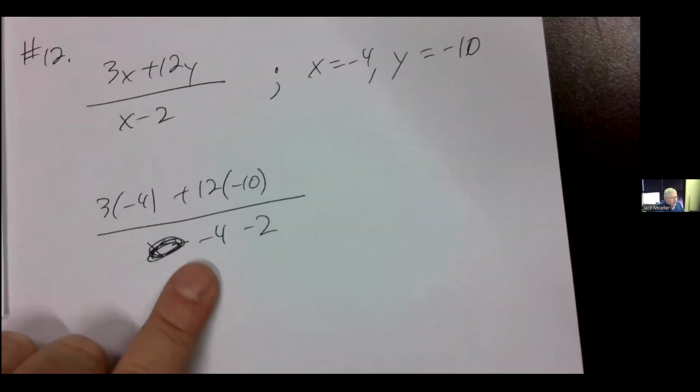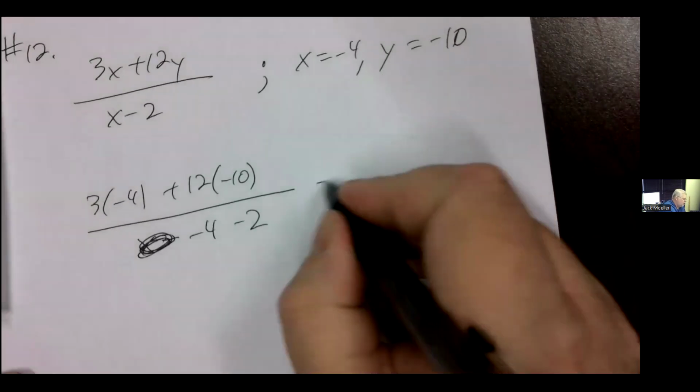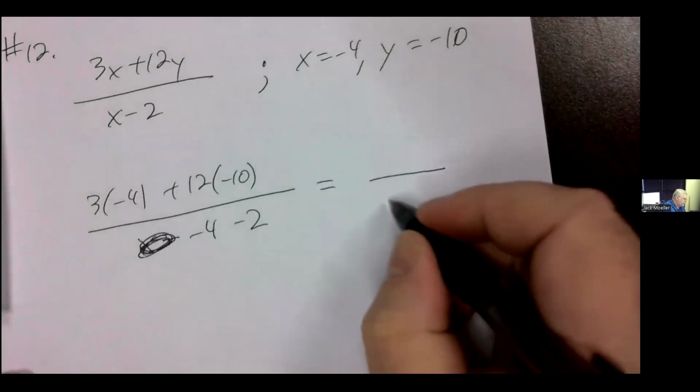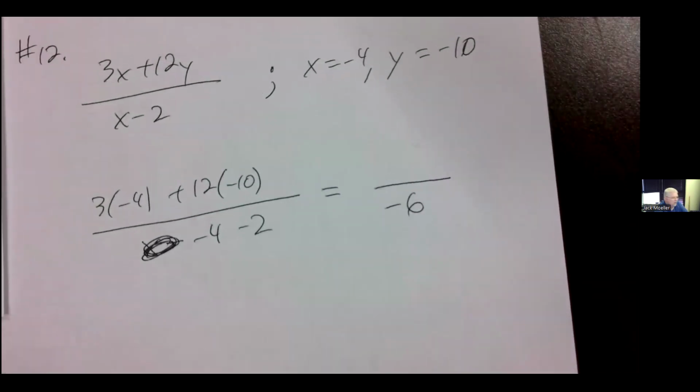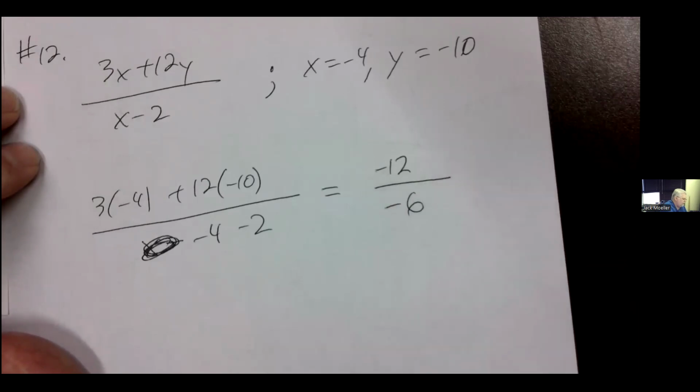And again, I'm not going to put that one in parentheses because that's the front number, and it's not being multiplied by anything, no exponents. So we can do that. All right, so on the bottom, -4 minus 2, -6. Now on the top, we have two multiplications and an addition, so we're going to do the multiplications first. So 3 times -4 is -12.